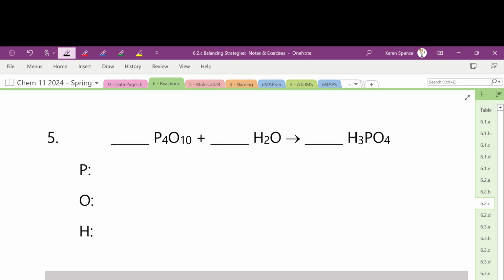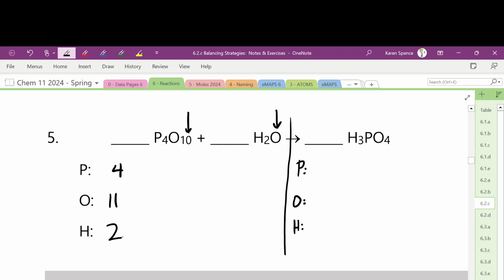So most balancing is really straightforward. This is an example of one that is not as straightforward. So let's start by writing out how many phosphorus, oxygen, and hydrogen we have on each side. 4 phosphorus. Now you have to watch out for this one because we have 10 and we have 11 oxygens, okay? So we have 11 oxygens, and hydrogens we have 2. On the right-hand side, we have 3 hydrogen, 4 oxygen, and 1 phosphorus.